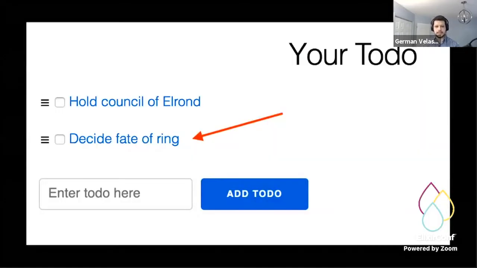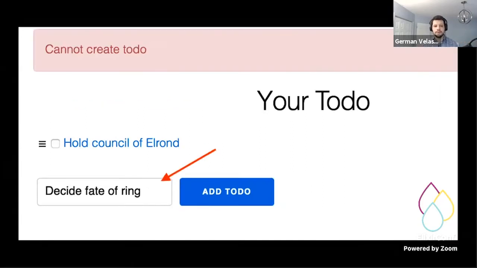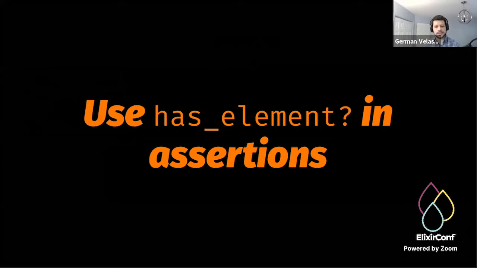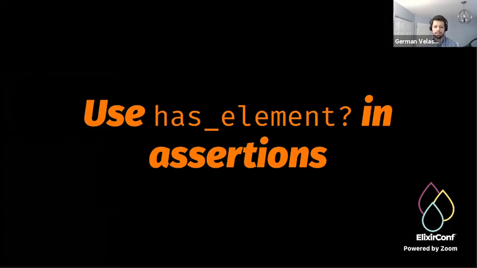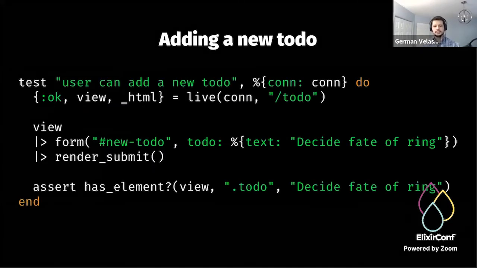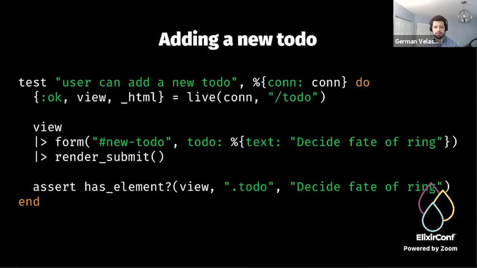In this case, we want to make sure we're finding the text for the to-dos, right, in the right to-do. We want to avoid the scenario where our form submission failed and the page that rendered still has that text. It's just not in the place we think it is, right? So my advice, even though it's a little bit more verbose, is to use the has element helper in assertions. So this is what I would call my canonical example of a LiveView test.